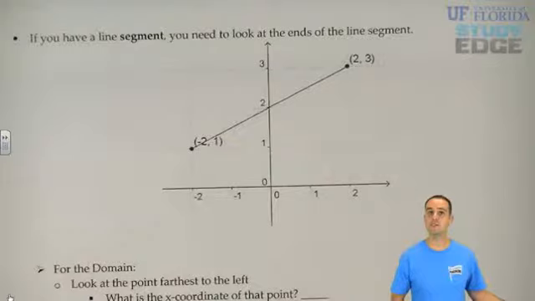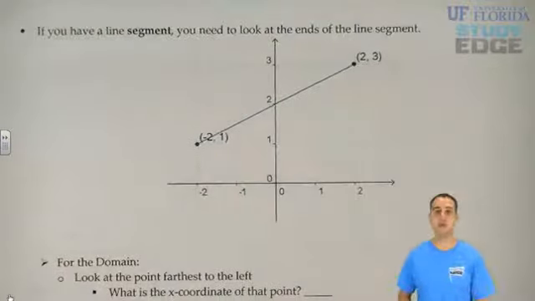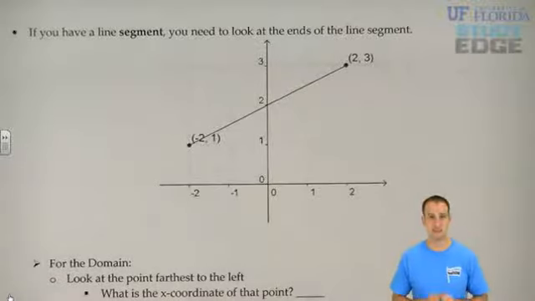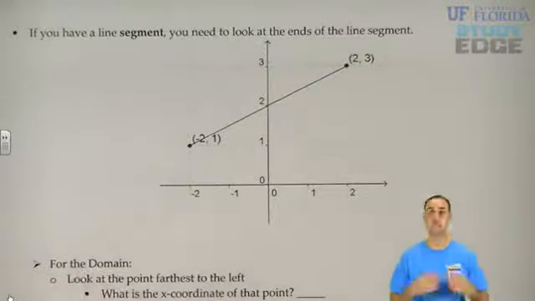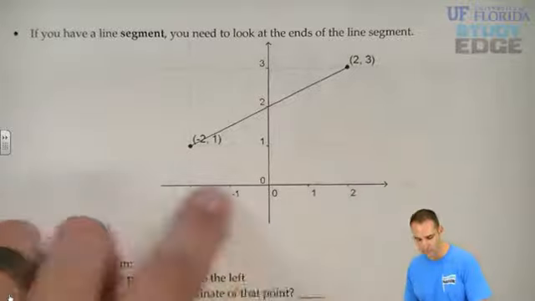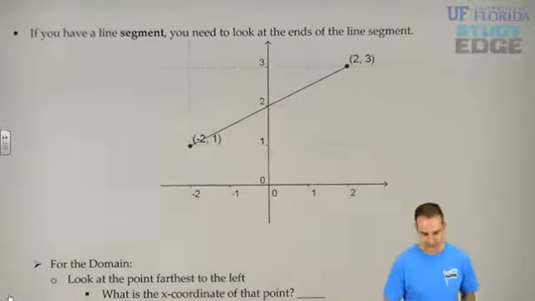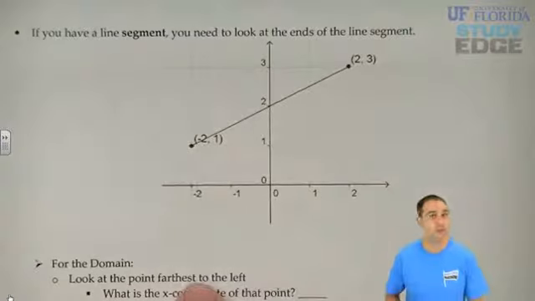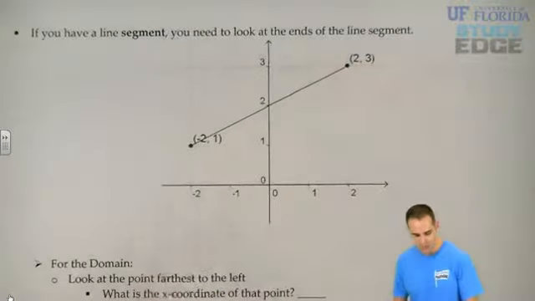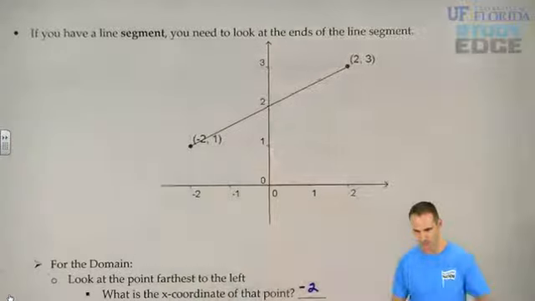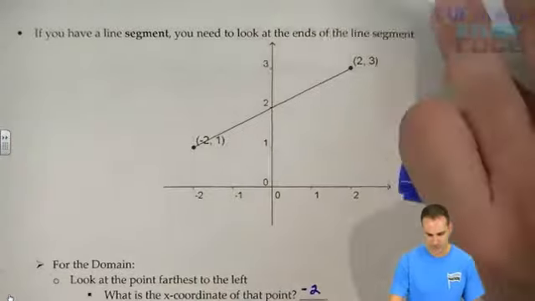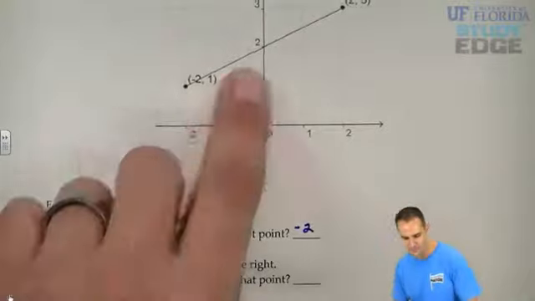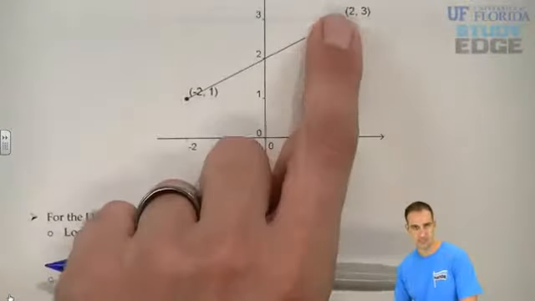Next up, let's talk about a line segment. Looking at this line segment, we're going to look at the end points of a line segment. For domain, remember, domain is x's, and we have our x-axis and our y-axis. To find the domain in this case, we look at the point farthest to the left. If we go to the left, I see that that point is -2. We take the point farthest to the right. The point furthest to the right is going to end up being +2 in this case. See it? It's +2.